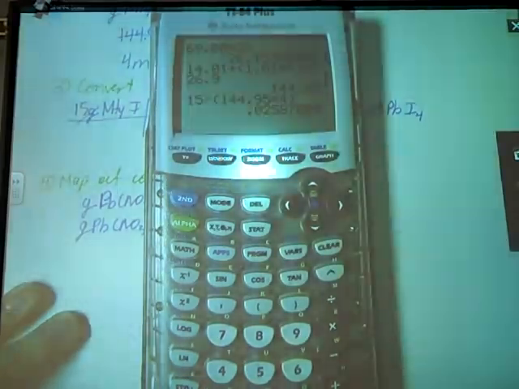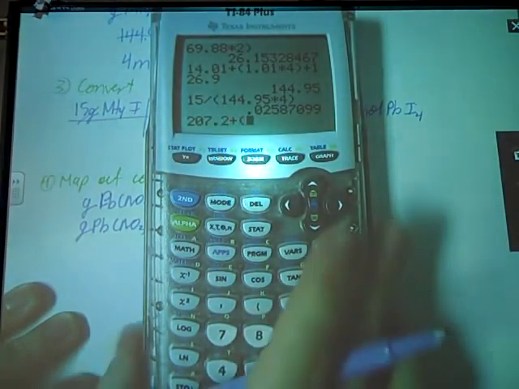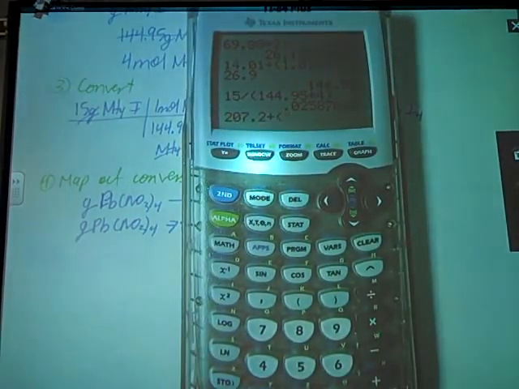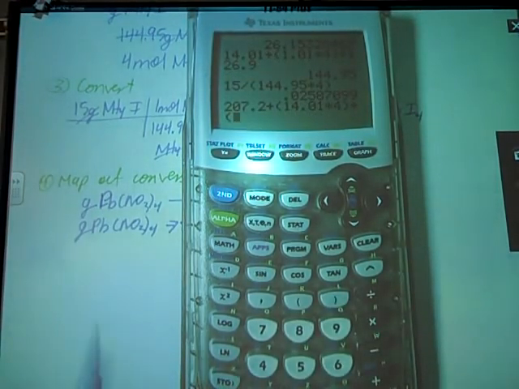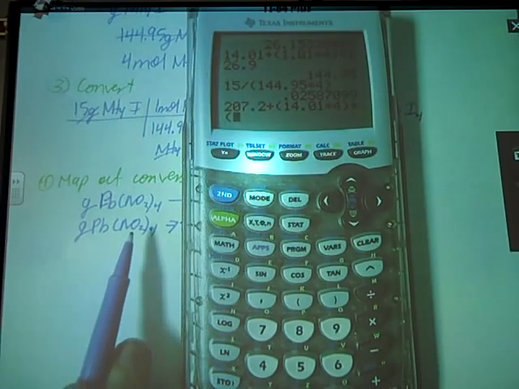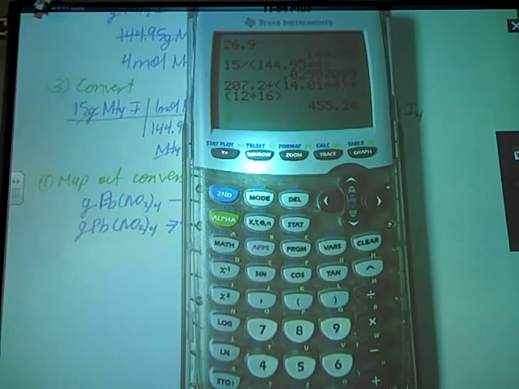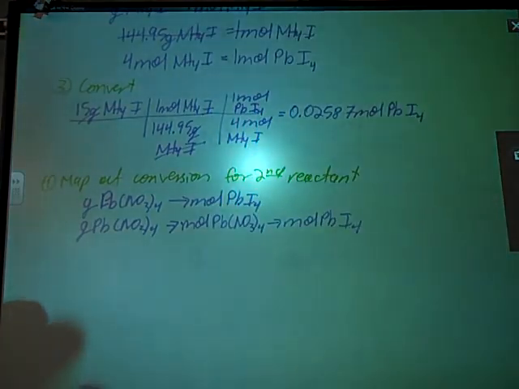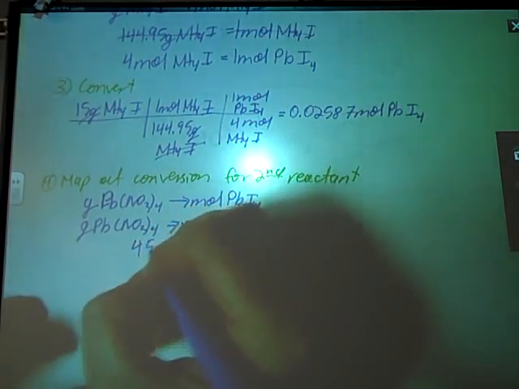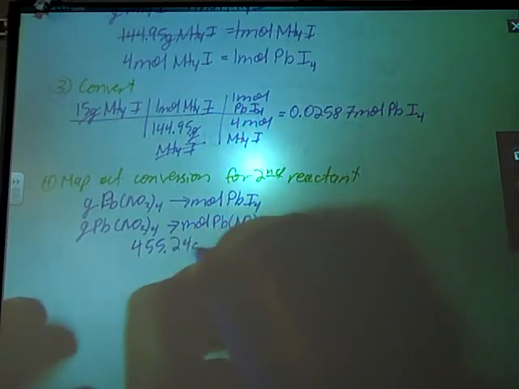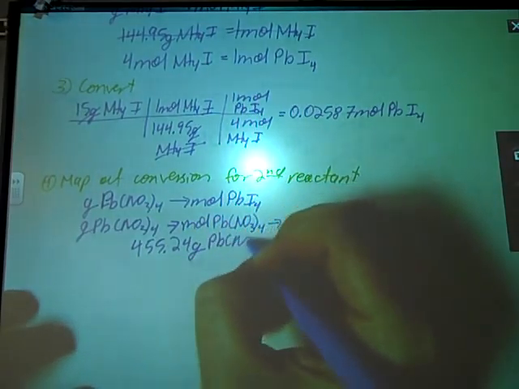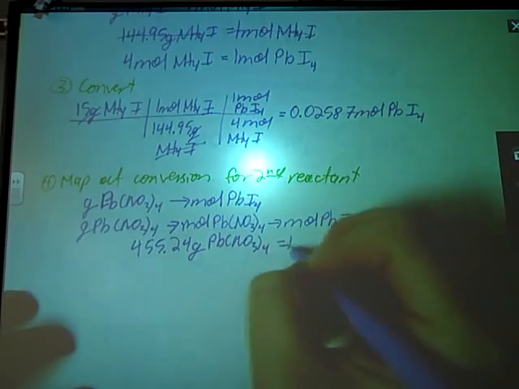So, let's see, lead is 207.2 plus, now how many nitrogens do I have? There's 1 nitrogen per nitrate, but I have 4 nitrates. So, that's 4 nitrogens plus my oxygens are coming in sets of 3. I have 4 sets of 3, so that's 12 oxygens, a big old molecule, my goodness. 455.24 grams of lead nitrate gives me 1 mole.